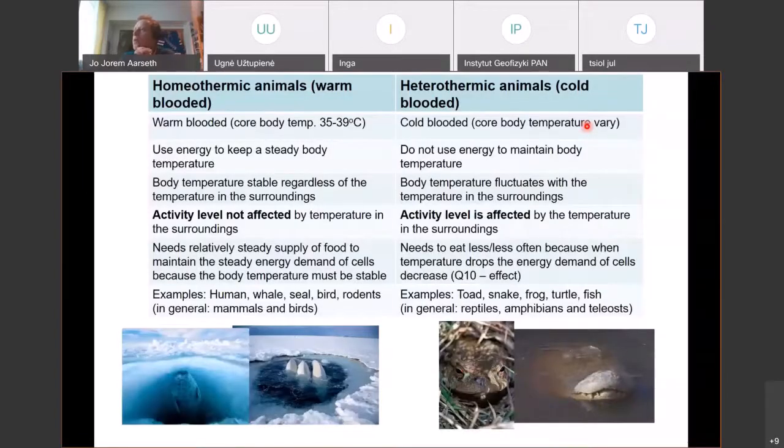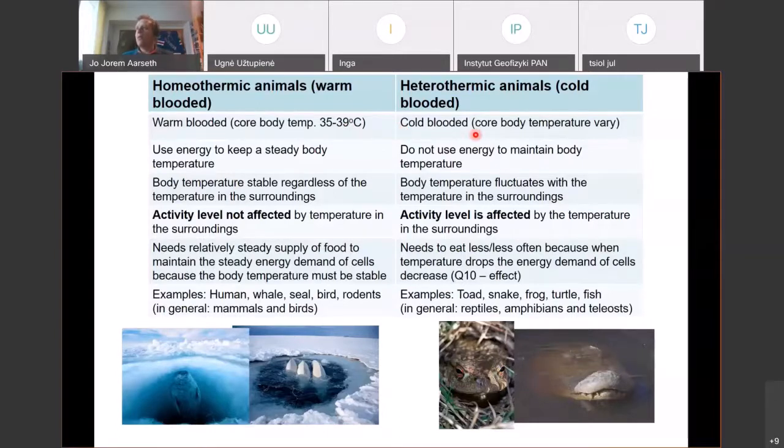We have two kinds of animals if you divide them broadly. You have homothermic animals, warm-blooded. They have the same body temperature all the time. And you have heterothermic animals, which is cold-blooded, and their body temperature changes with the temperature in the surroundings. So the warm-blooded animals typically have core temperatures between 35 and 39 degrees Celsius. Birds have the highest, approximately around 39. So in cold-blooded animals, the core body temperature varies.